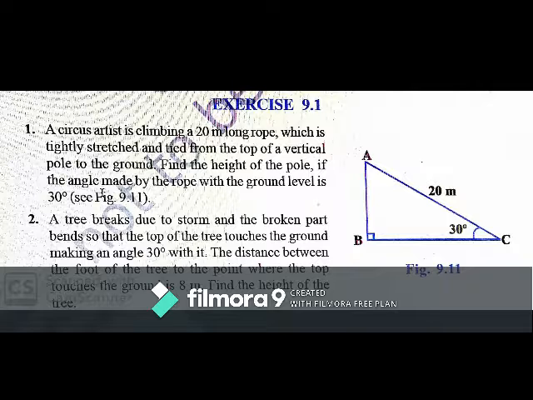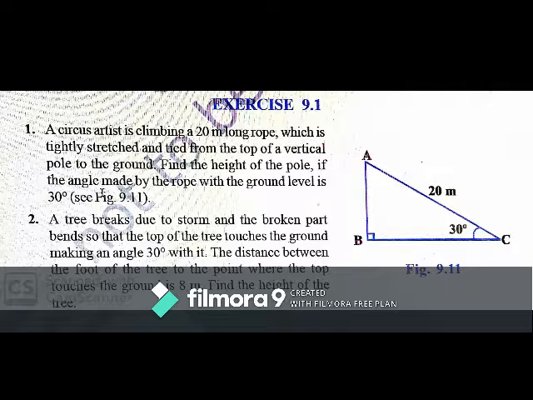I have described it with another method also, where we could find the other ratio, cos, or we can find it by the Pythagoras theorem as well. Now we will see question number 2.